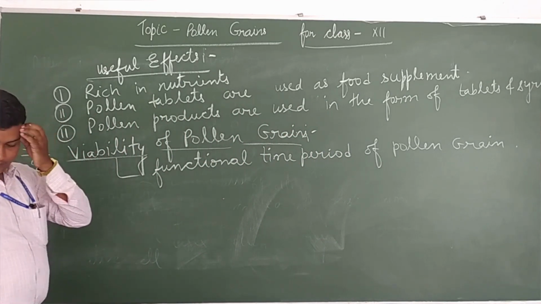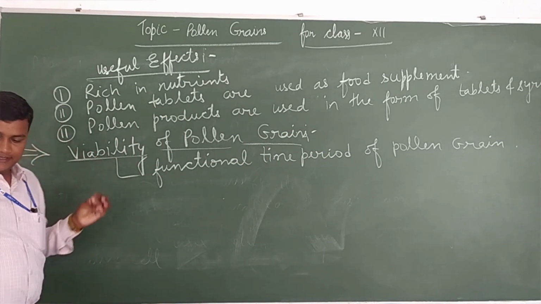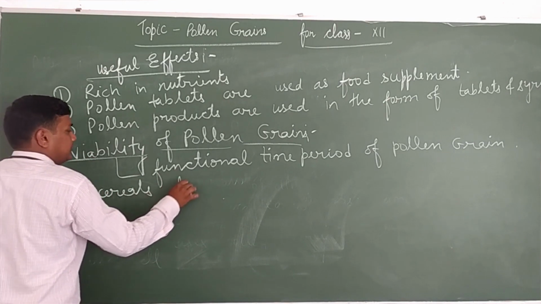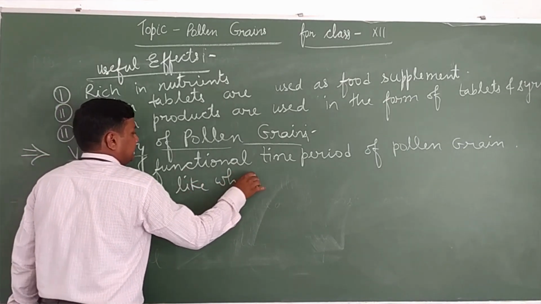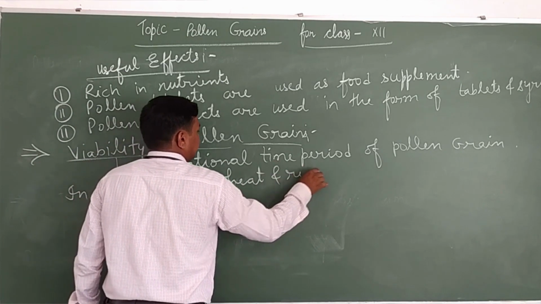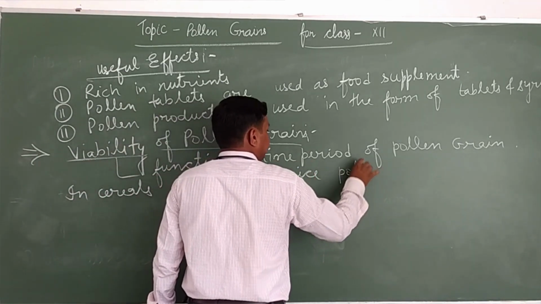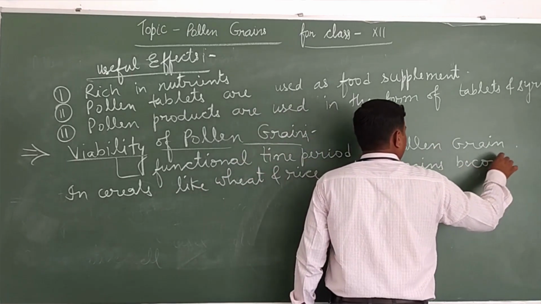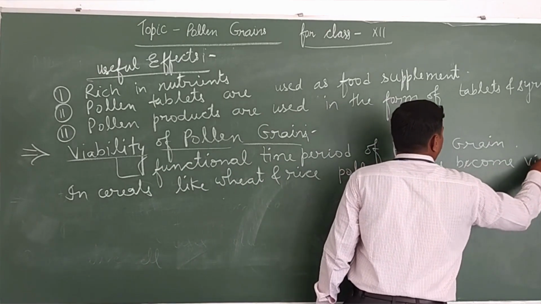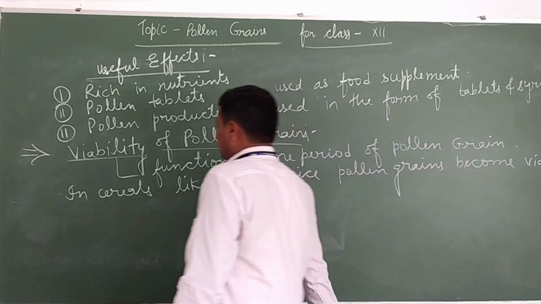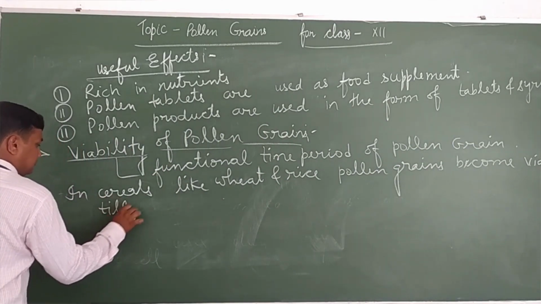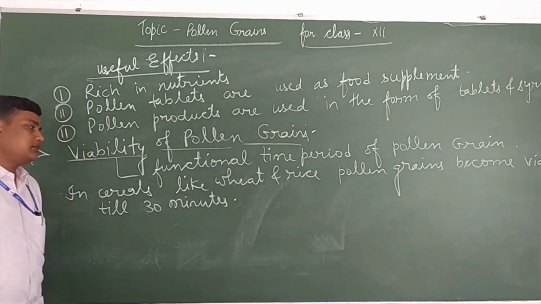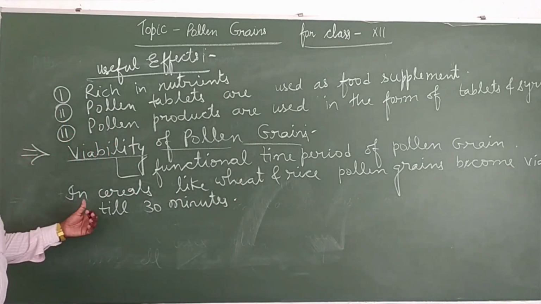In the viability of pollen grains, in cereals like wheat and rice, pollen grains become functional or viable till 30 minutes. Pollen grains become functional till 30 minutes.